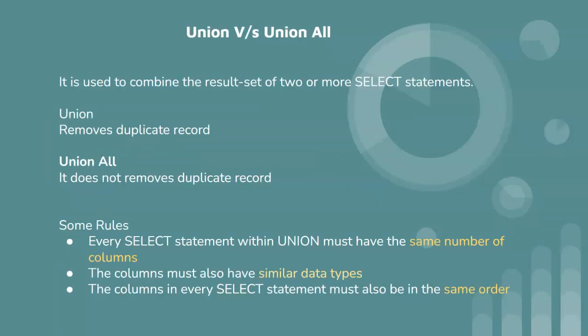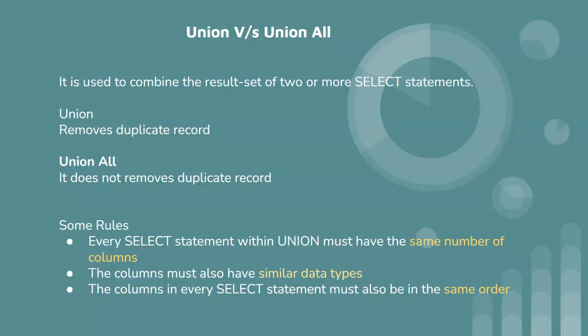Now let's understand the difference between union and union all. Union and union all are used to combine the result sets of 2 or more select statements. The only difference between them is that union removes duplicate records. On the other hand, union all will show you the list of all the records, even if there are duplicate records. Now there are a few rules which we need to follow when we are using it.